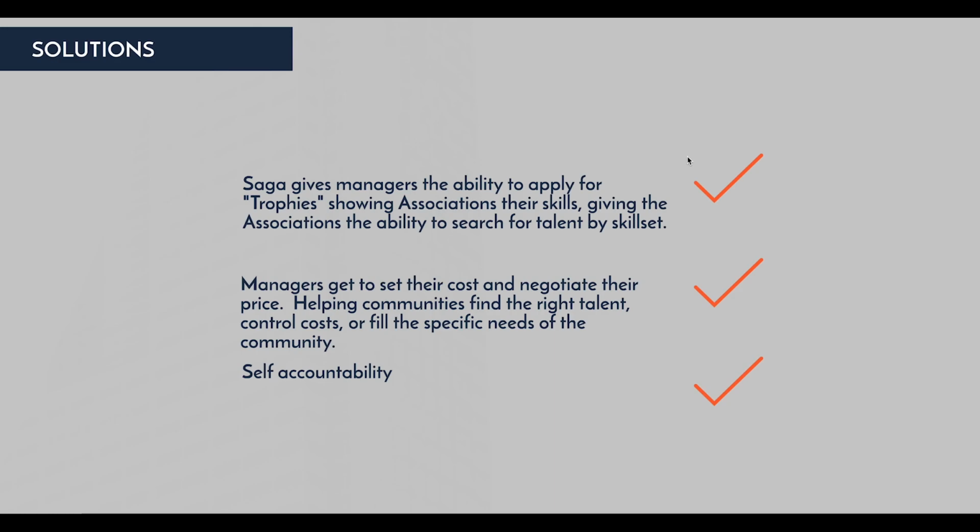And last is self-accountability. These managers are 1099. They are going to be running their own businesses. Saga is a place to connect managers with community associations and vice versa. It is not a management company. And so the managers who do this and are successful are going to be self-accountable. And I think that is going to drive a more successful relationship between manager and community association.